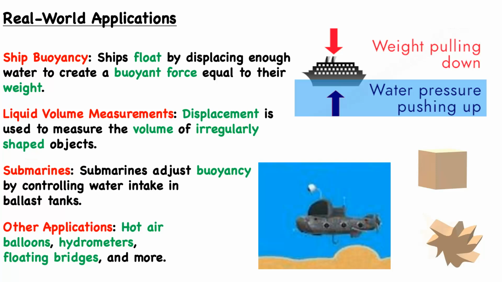But submarines are designed to actually modulate this themselves, and that way they can sink or float more or less according to their needs. And these are only 3 of many other applications, with some other common examples being hot air balloons, hydrometers, floating bridges, and certainly so much more.